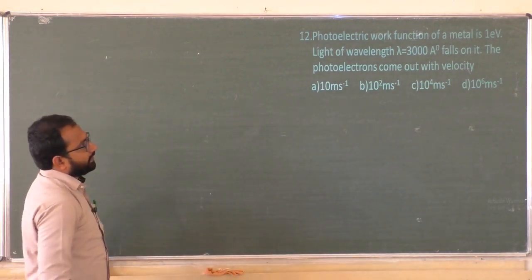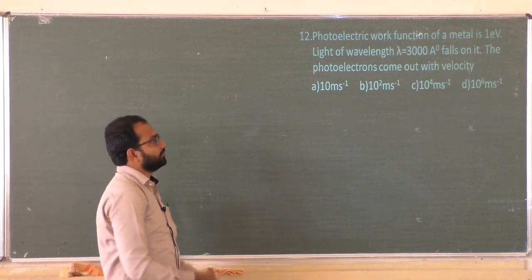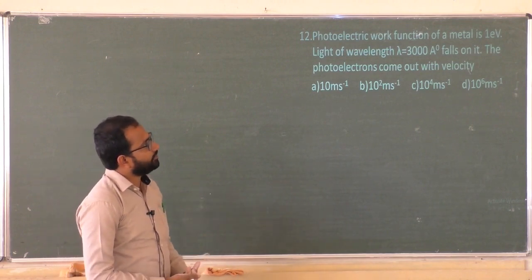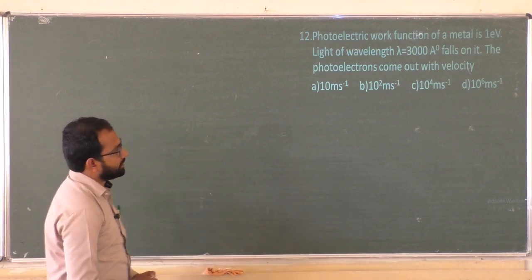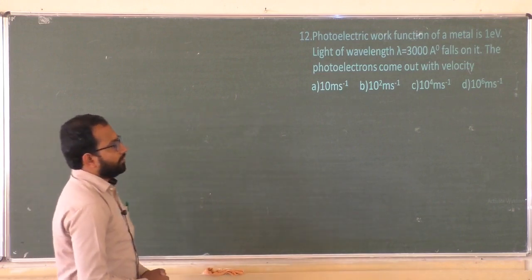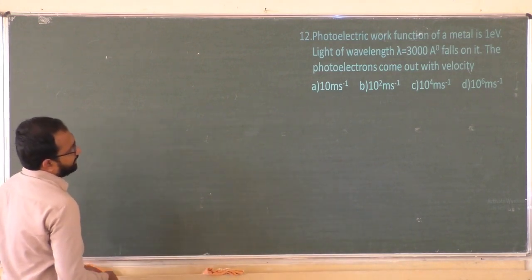Okay, photoelectric work function of a metal is given in terms of electron volt. It is 1 electron volt. Light of wavelength lambda 3000 angstrom falls on it. The photoelectrons come out with velocity. What is the maximum value of velocity of emitted photoelectrons? That is asked.